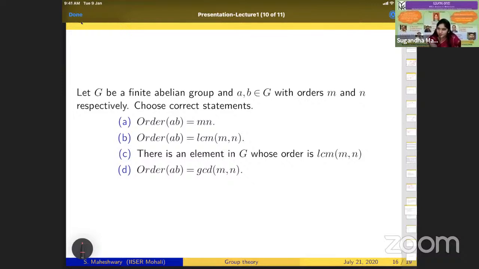I'll again wait for say 10 seconds for getting the answer. What are your options? This is multiple correct options, okay? Yeah, the question is on screen.